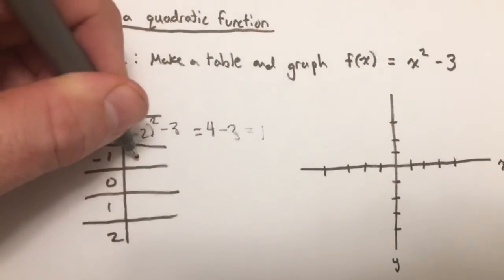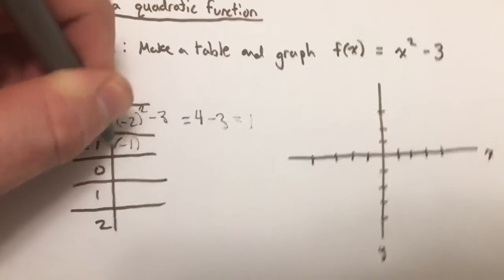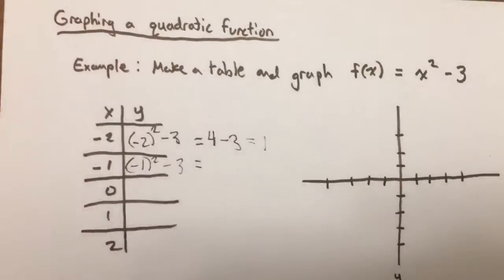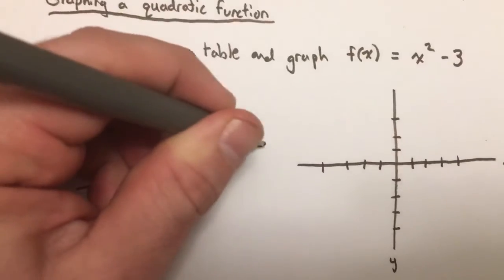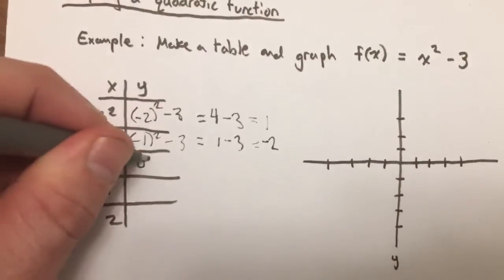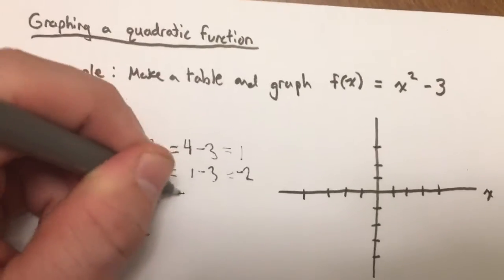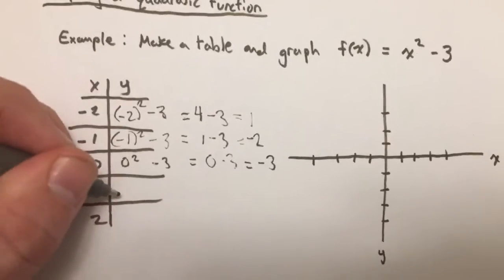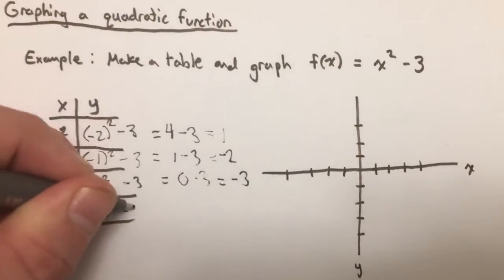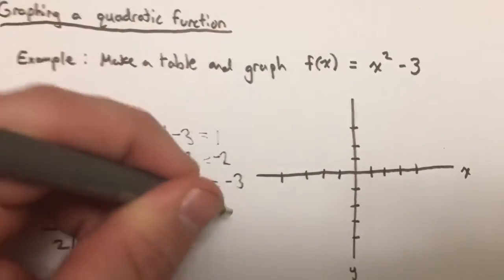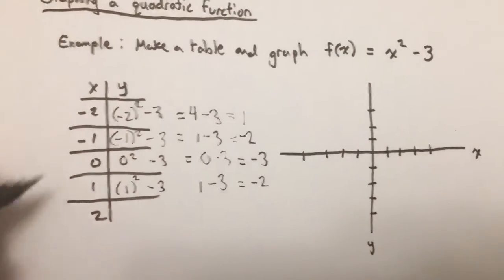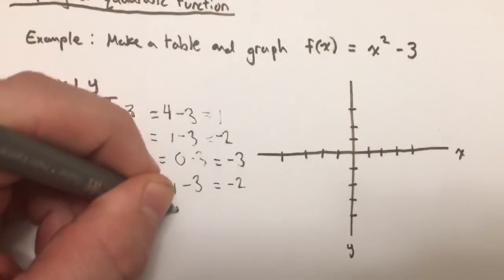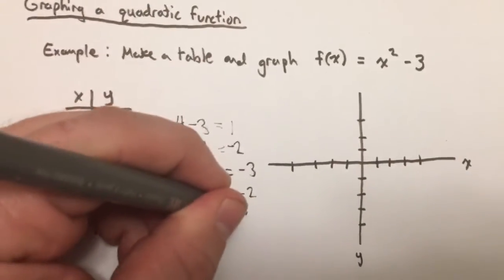And we can do the same thing with all the other values down below. So we've got this setup right here. Negative 1 squared is 1. 1 minus 3 is negative 2. And then the next value, 0 squared minus 3, well, that's 0 minus 3, which is negative 3. And then we get the last couple values here. We've got 1 squared minus 3, which is just 1 minus 3, which is negative 2. And then the last value, 2 squared minus 3, which gives you 4 minus 3, which is equal to 1.